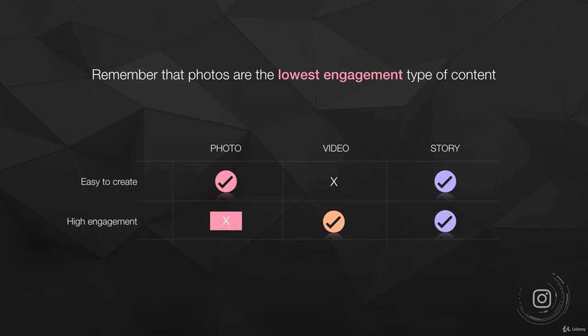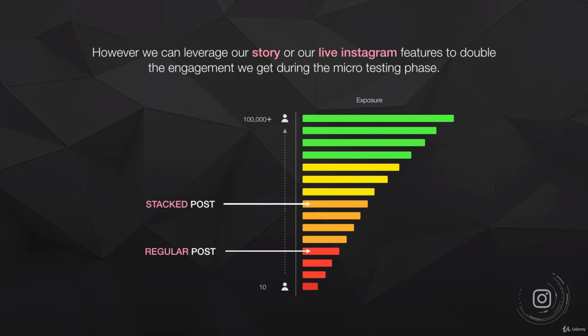And you can see over on the far right column that an Instagram story is easy to create, but also high engagement. So I want to show you how you can leverage the high engagement types of content for a photo that is normally low engagement. If we leverage our story and our Instagram live, which I'll show you exactly how to do in a second, you can double the engagement that we get during the micro testing phase, and therefore have a stacked post and outperform by 2x, double the amount of exposure for that one piece of content.